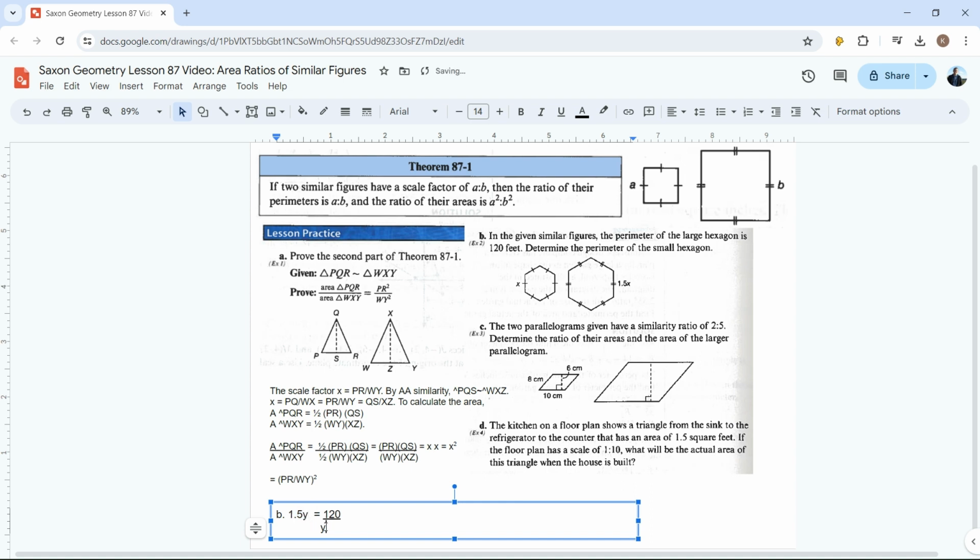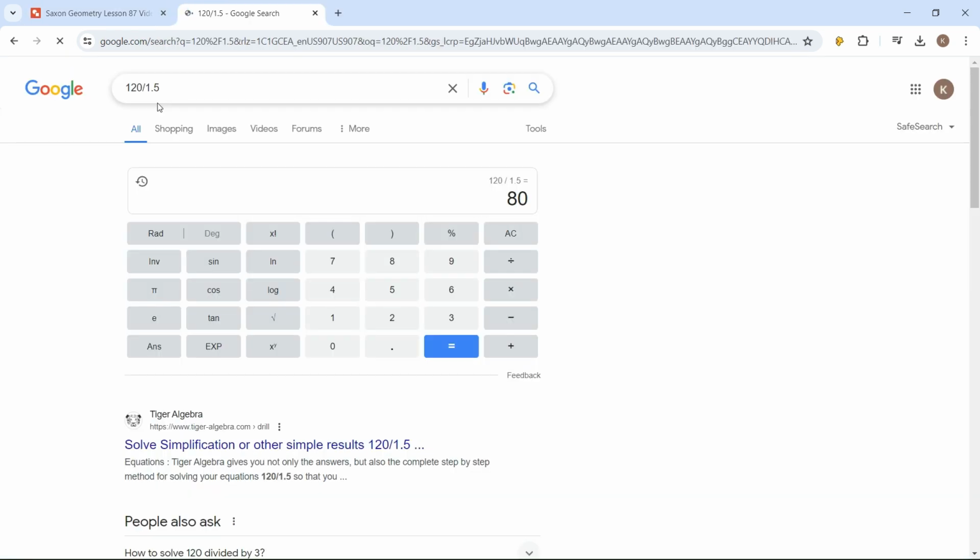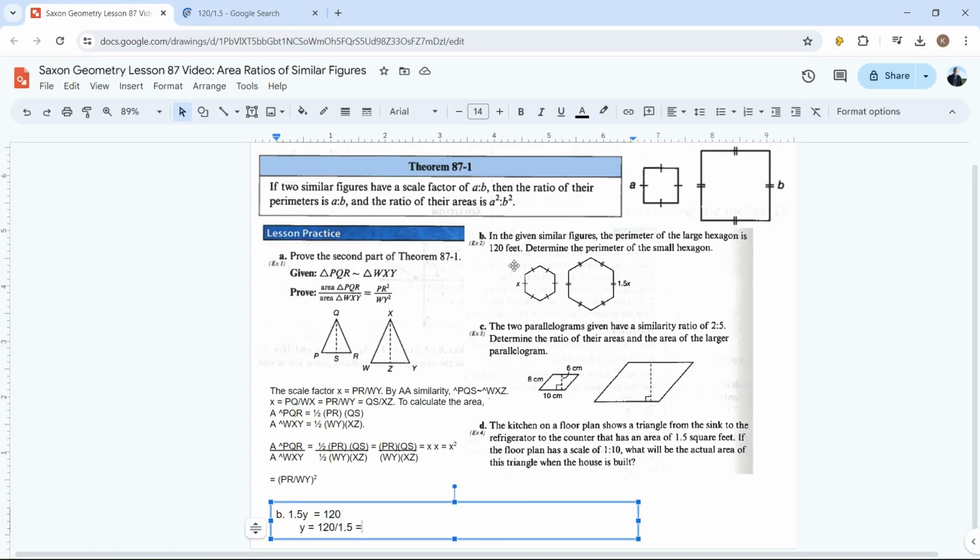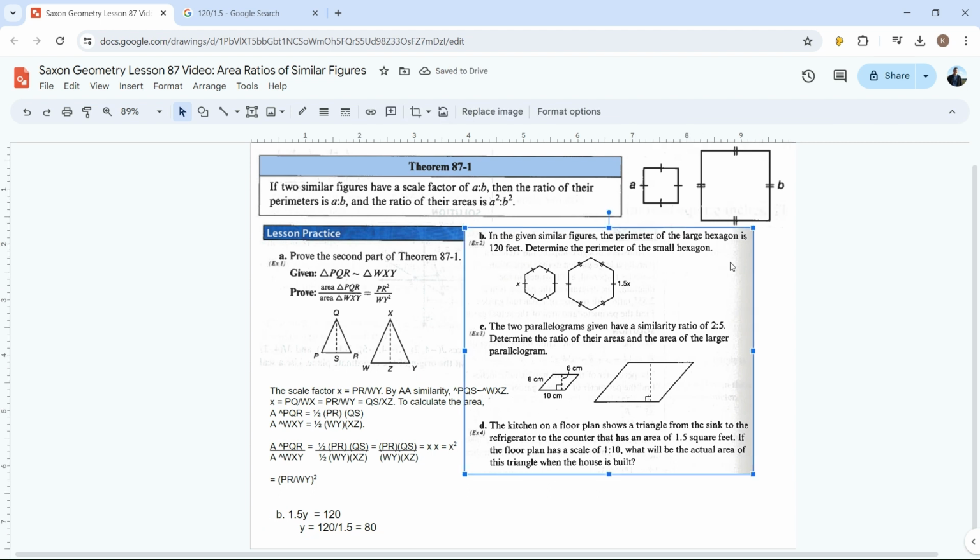1.5 times y equals 120. And now I'm going to divide both sides by 1.5. So this becomes y equals 120 over 1.5. This is a job for a calculator. 120 divided by 1.5 is 80. So that means that our perimeter for the smaller hexagon should be 80. Let's see if we did that right. It's technically 80 feet. Let's just make sure that we got the right perimeter, 80 feet.